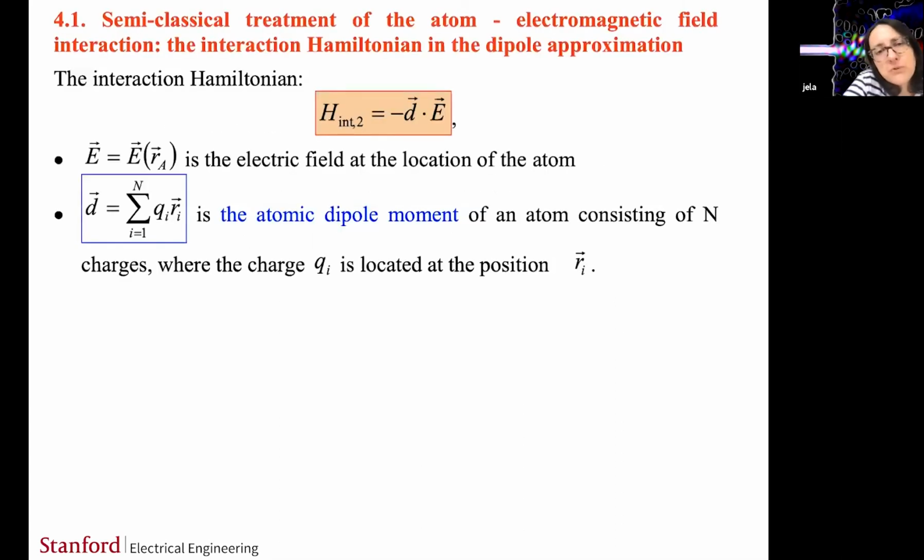So now we're supposed to introduce this Jaynes-Cummings Hamiltonian, which is the central Hamiltonian describing interaction between the atom and the field. And of course, we want to introduce the Hamiltonian.